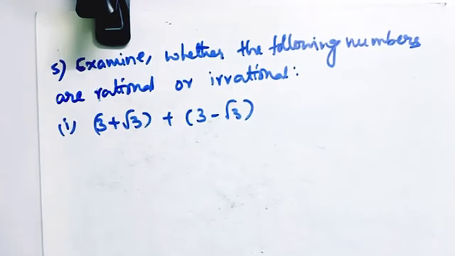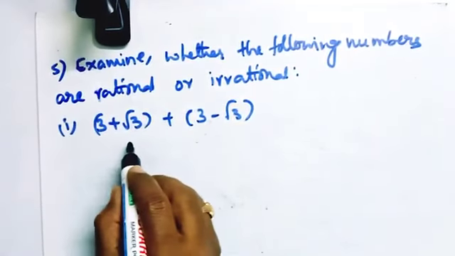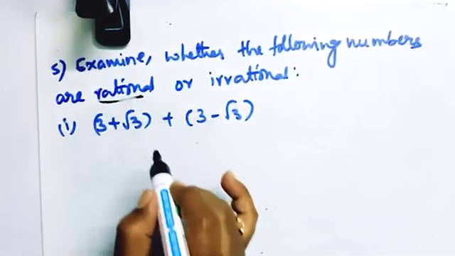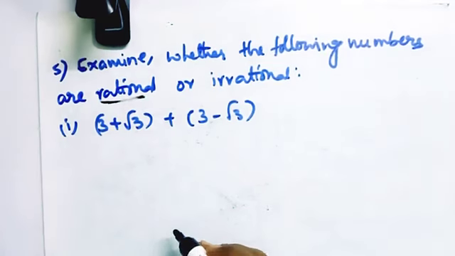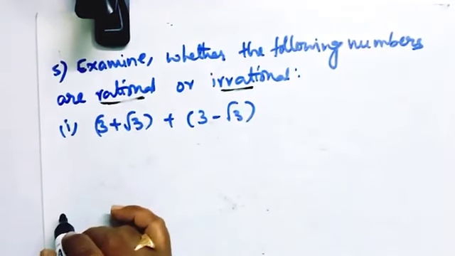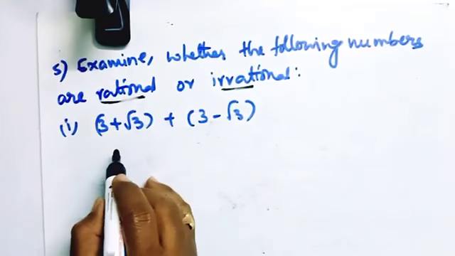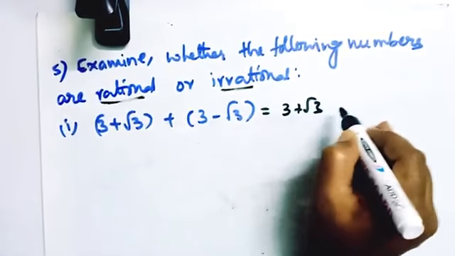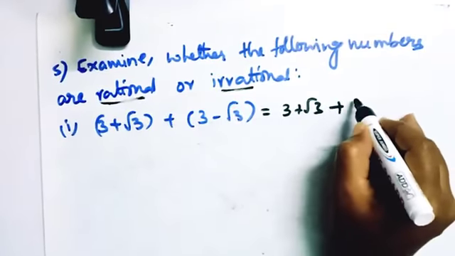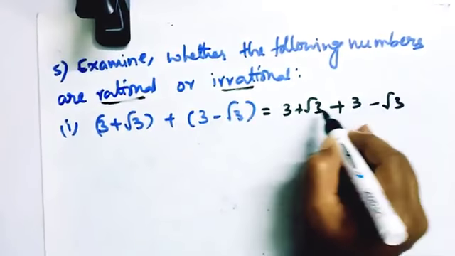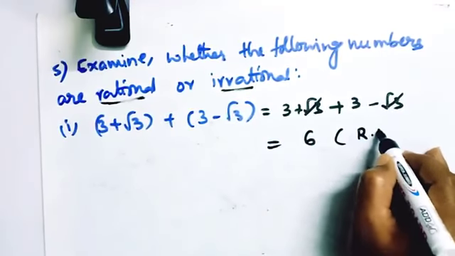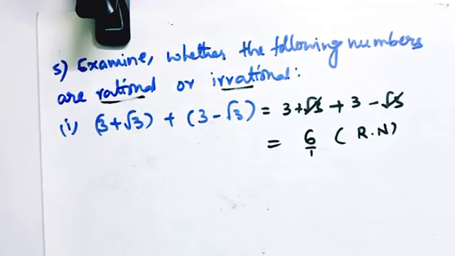In the next question, examine whether the following numbers are rational or irrational. So now we are going to identify whether each given number is rational or irrational. A rational number is a number which can be represented in the form p/q. An irrational number is one which cannot be represented in the form p/q. So first of all we need to add these two numbers: 3 plus √3, plus 3 minus √3. So plus √3 minus √3 will cancel. 3 plus 3 is 6. So 6 is a rational number. Why? Because 6 is 6/1.